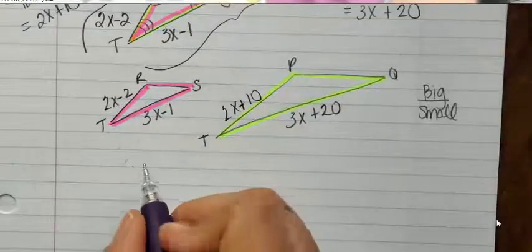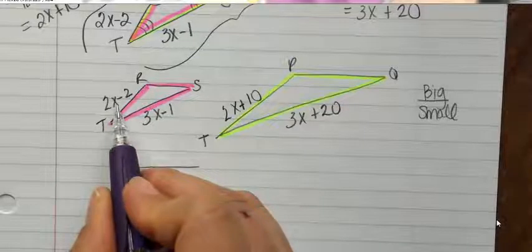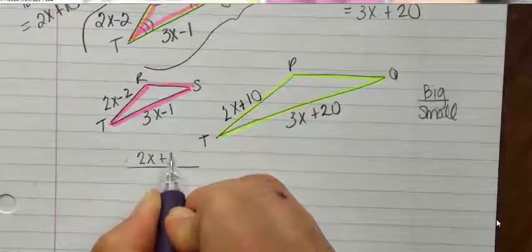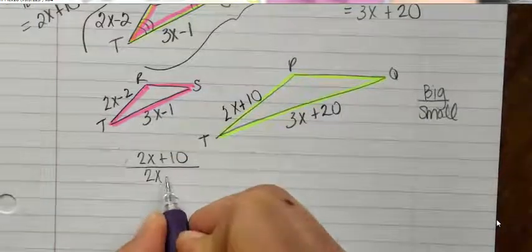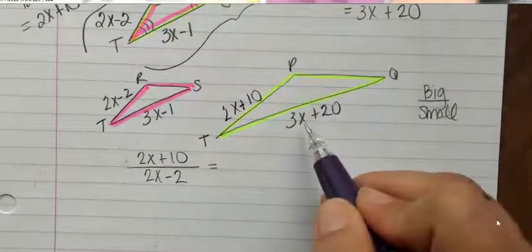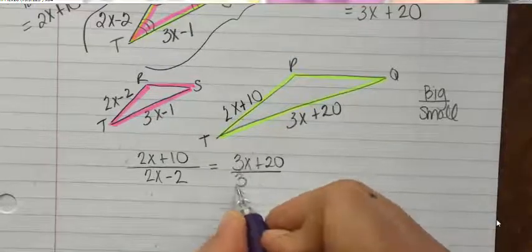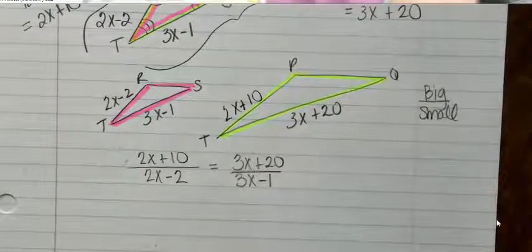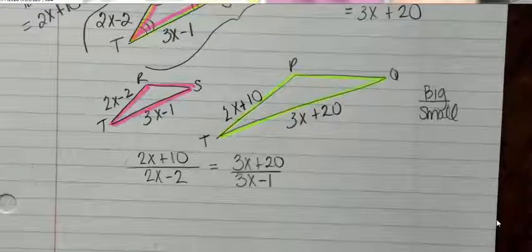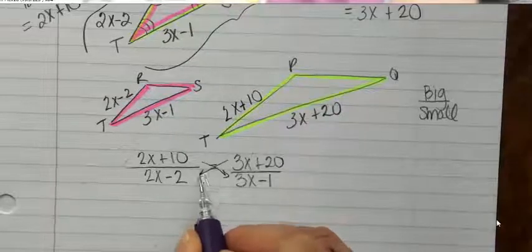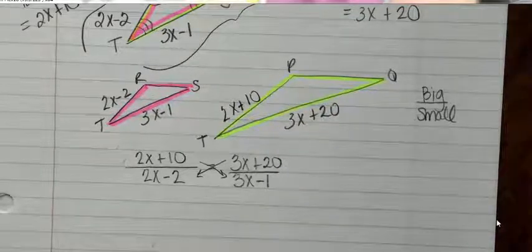Okay, so setting up my proportion. I'm going to do big, so 2x plus 10 corresponds with 2x minus 2. And then I'll do big again, so 3x plus 20 corresponds with 3x minus 1. And then again, I've got that proportion that I can now solve. Sorry, I'm having some technical difficulties with my pencil. There we go. I've got a proportion that I can now solve, and the quickest way to do that is to cross multiply, same as multiplying both sides by both denominators.